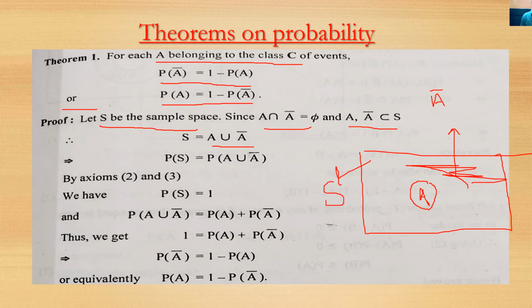Now taking probability on both sides, since these events are mutually exclusive, by axiom 3 we can break them like this: P(A) plus P(A bar). And we know that P(S) is equal to 1 using axiom 2. So it becomes 1, and the right side breaks into two parts. So we get this equation. From this equation, we can get the value of P(A bar), or similarly, we can get the value of P(A).